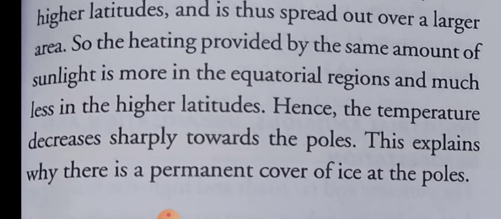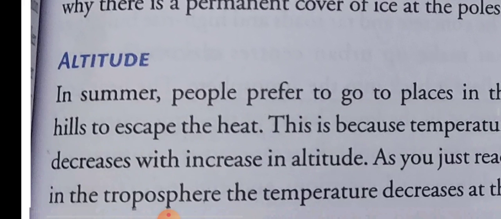The temperature decreases, and this explains why there is a permanent cover of ice at the poles. This is the reason the polar areas are permanently covered with ice. So this is about latitude. Next one is altitude.